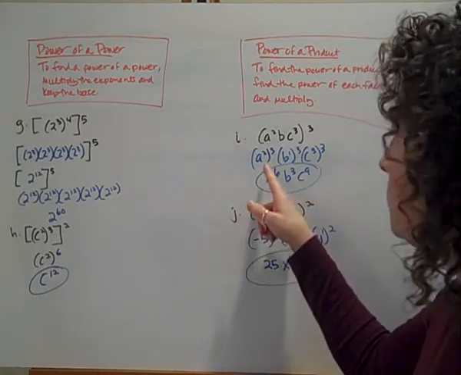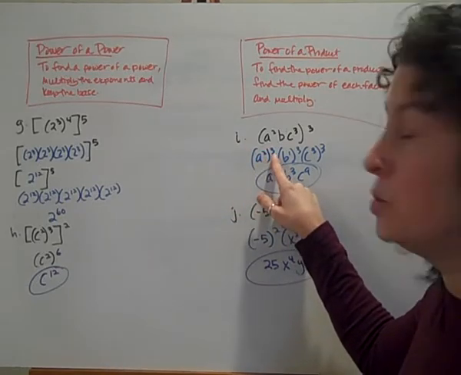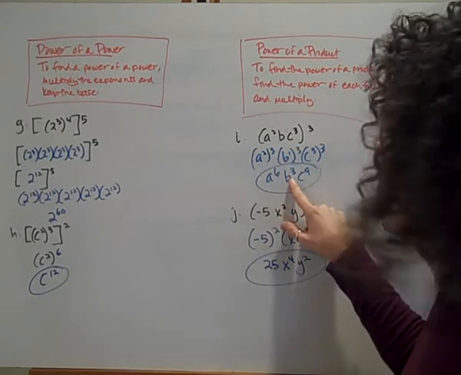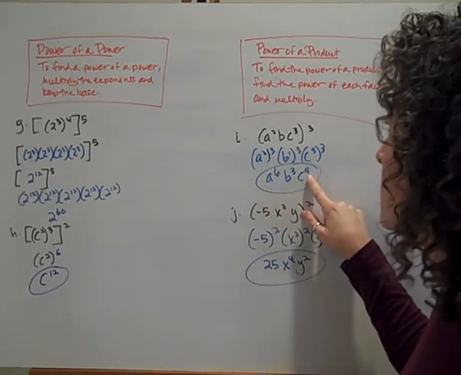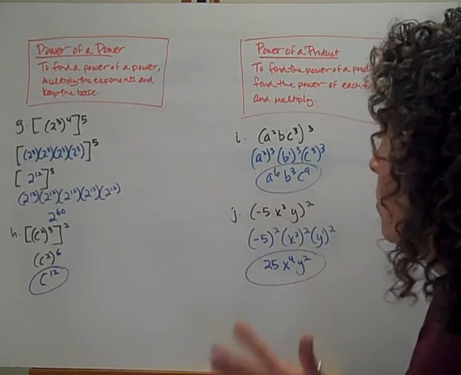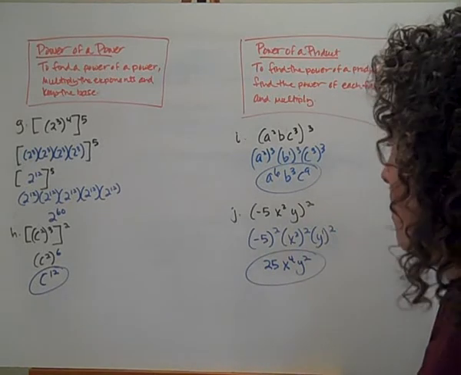That works too. So here, going back to my power of powers, a squared to the third power is a to the sixth, b to the first to the third power is b to the third, and c to the third power to the third power is c to the ninth. So this is what I end up with. Again, we want to make sure that when we're done, we have each base written only once, is how we want to finish that off.